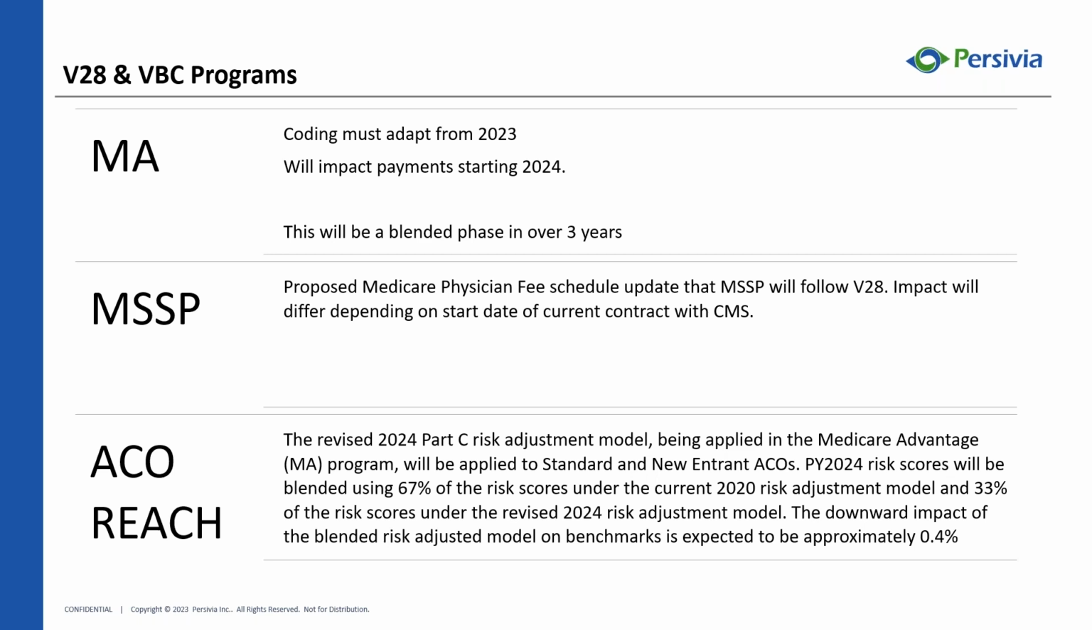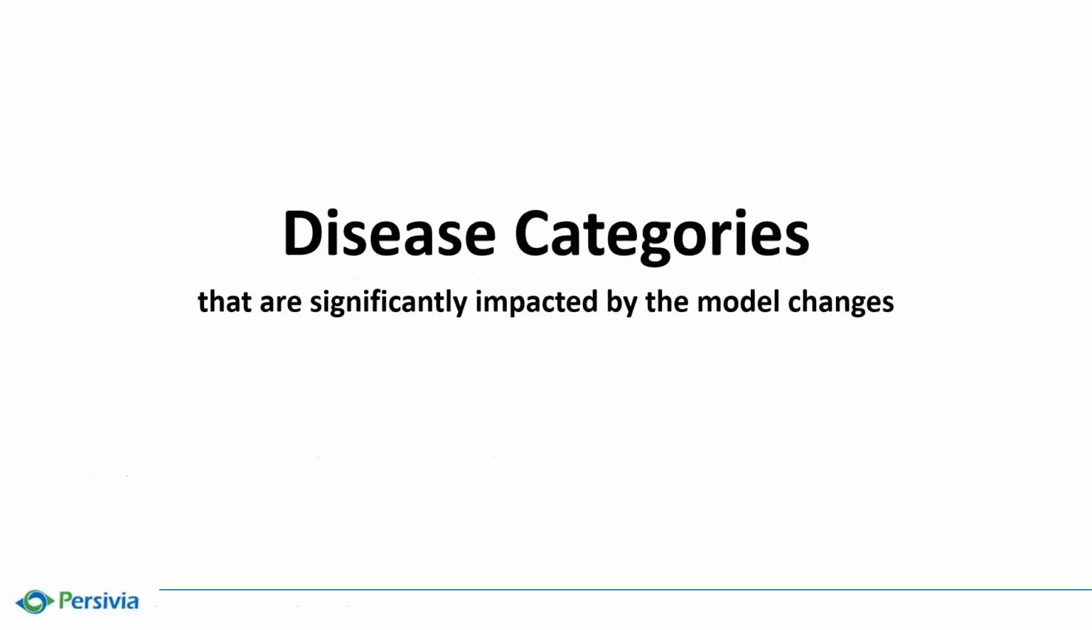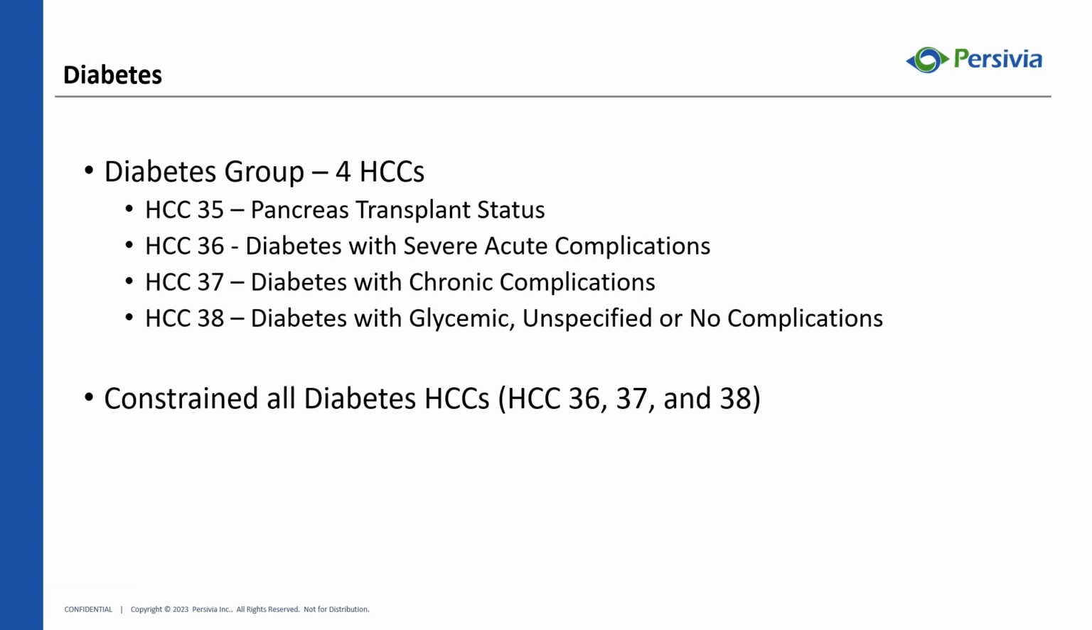Now, if I could turn to the next slide, please, on disease categories that are significantly impacted by the model changes. Some of the impacted disease groups are diabetes, vascular disease, heart disease, and major depressive disorder. Let's begin with diabetes. Diabetes has been renumbered and reclassified. There are now 4 diabetes HCCs that make up the diabetes group.